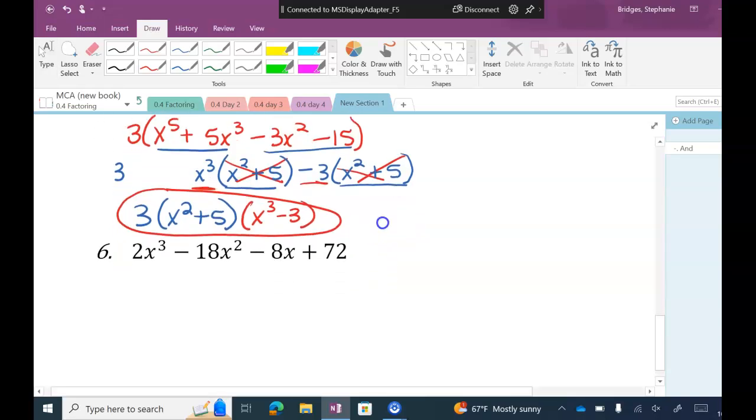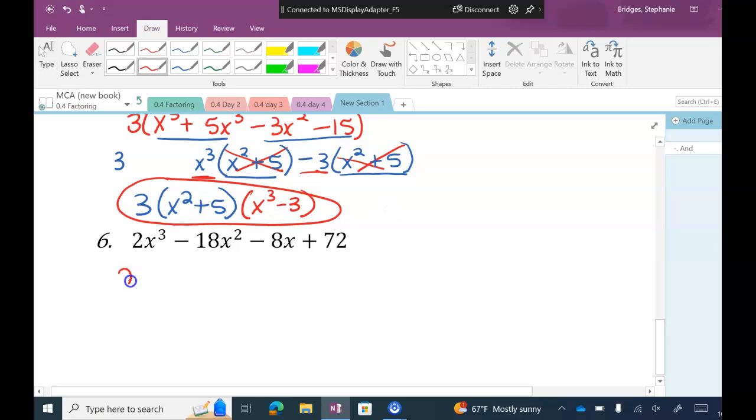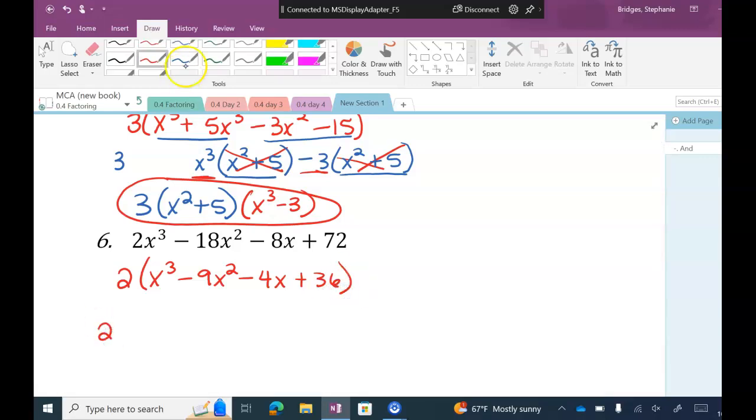What is it that all 4 terms have? A 2. So I'm going to start by dividing each one of those by 2. Okay. I'm going to leave that 2 out front. I'm going to focus on the first 2 terms. What do those have in common? X squared. Okay, so I'm going to pull out that x squared. That leaves me with x minus 9.